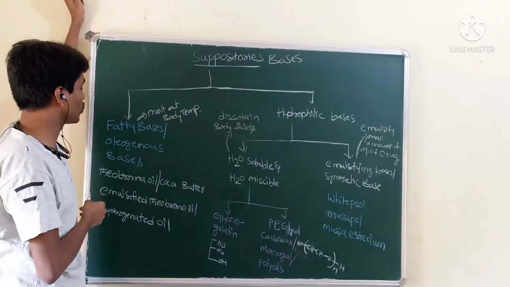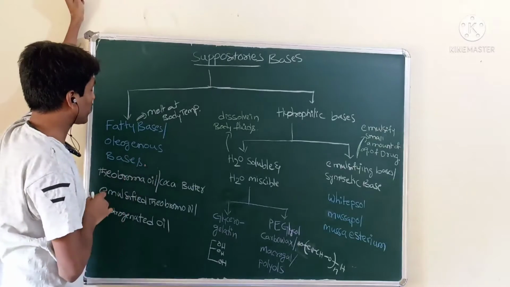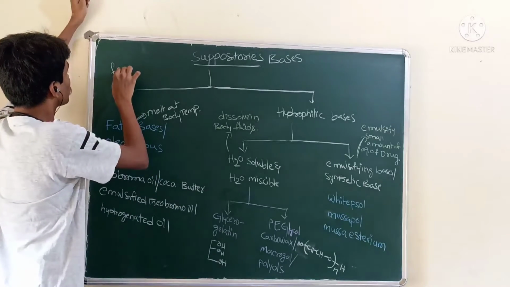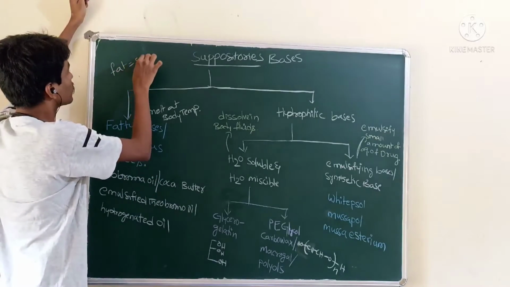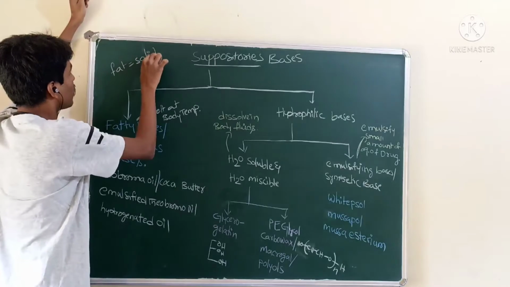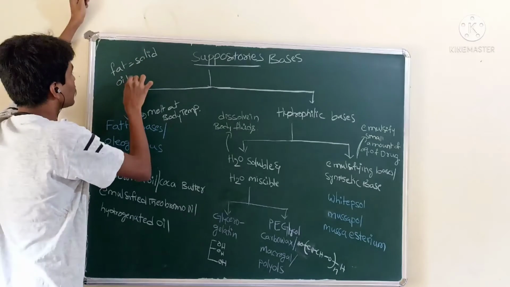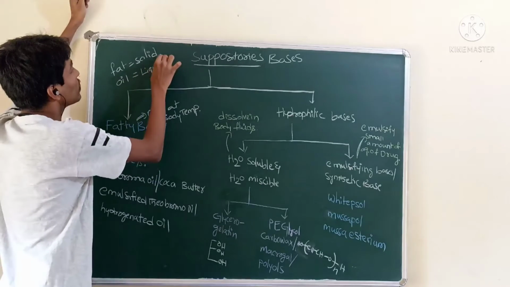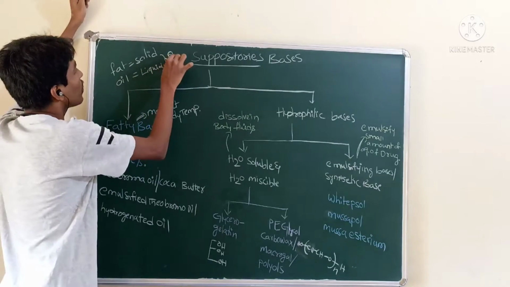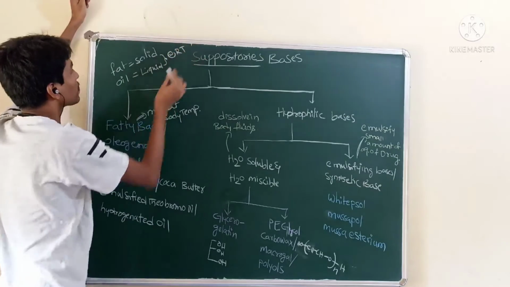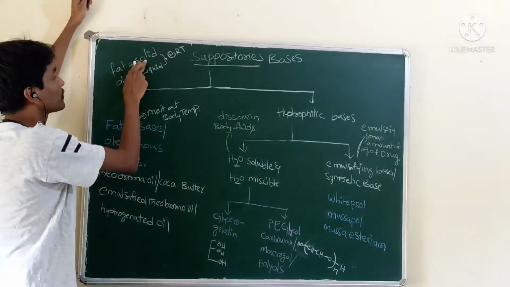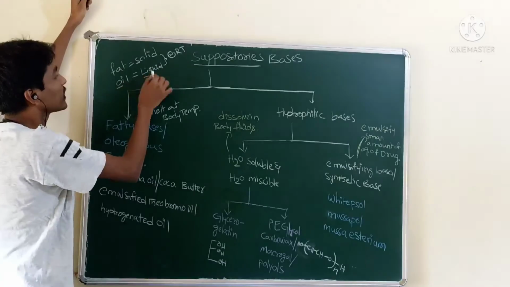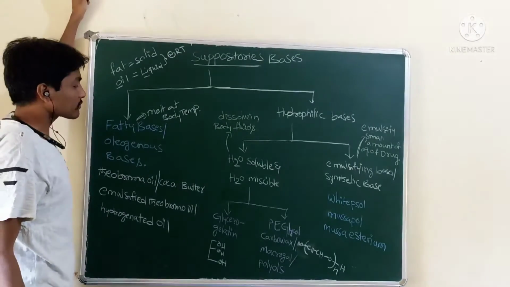Fatty bases are oleogenous bases. What is fat? Fat is solid at room temperature. Oil is liquid at room temperature.